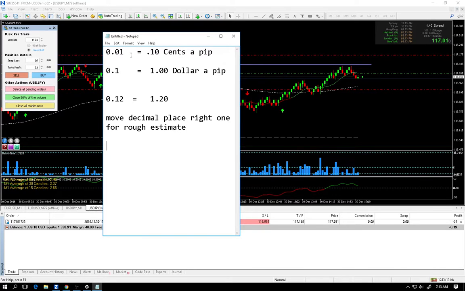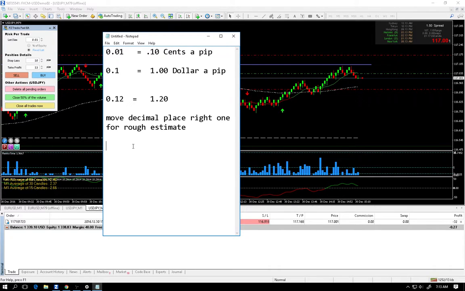Does that make it easy enough for everyone? On how to figure out what your lot size is compared to your trade size. Remember, this is just a rough estimate of a way to figure out how much each pip is worth. As the trade sizes get bigger, then you would actually want to know. But for the smaller trades, this is an easy way to get a rough estimate.